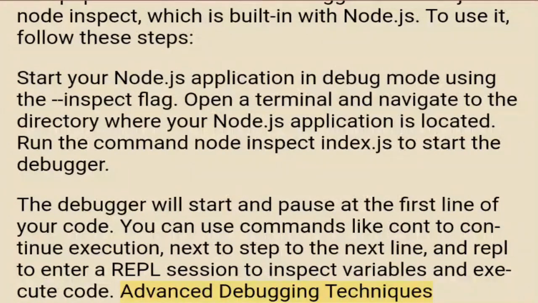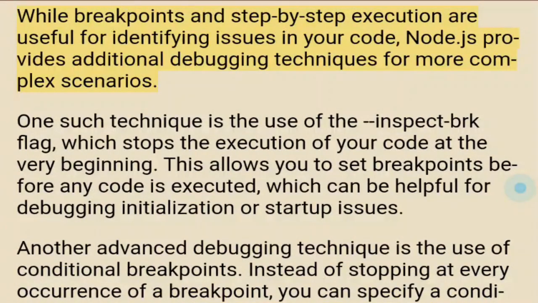Advanced debugging techniques. While breakpoints and step-by-step execution are useful for identifying issues in your code, Node.js provides additional debugging techniques for more complex scenarios. One such technique is the use of the inspect-brk flag, which stops the execution of your code at the very beginning. This allows you to set breakpoints before any code is executed, which can be helpful for debugging initialization or startup issues.